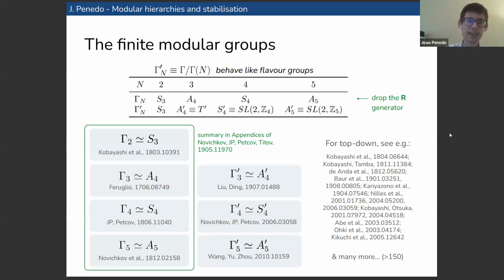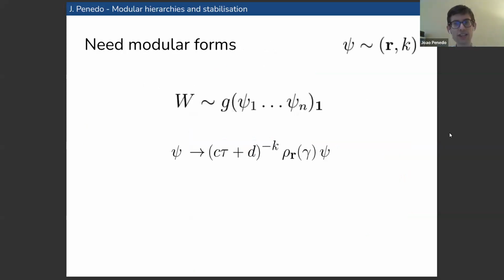Now, here comes the new part. So if the fields transform, as we saw, this is the second line here, what happens? You have your theory described by a superpotential, W, and this is a collection of all the singlets you can make with some constants, G. So you have to make singlets out of the fields, but now it's not just a matter of canceling the rows, because there is also this new factor c tau plus d to some exponent.